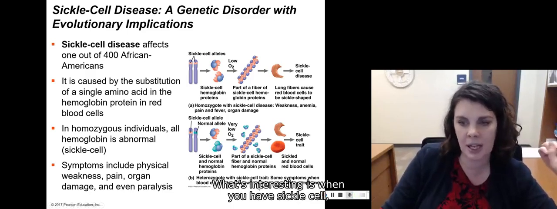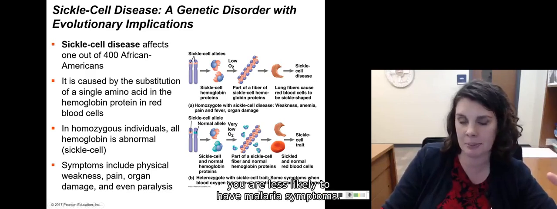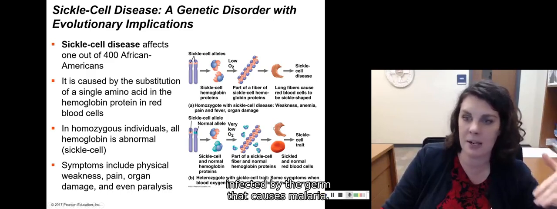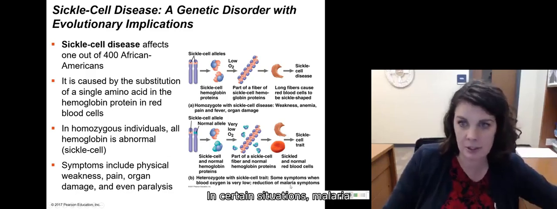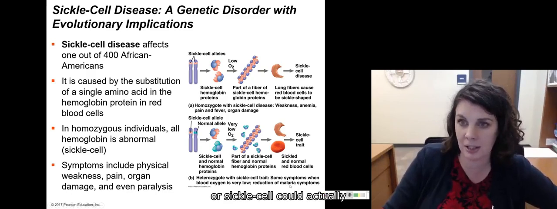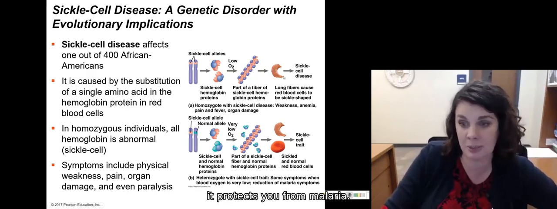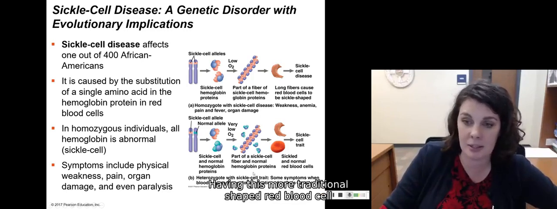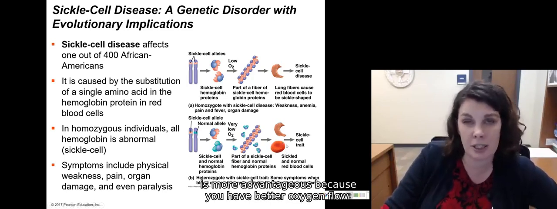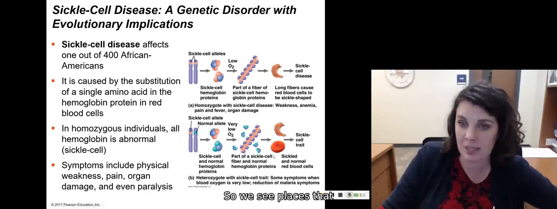What's interesting is when you have sickle cell, you're less likely to have malaria symptoms. These red blood cells can't be infected by the germ that causes malaria, and so you're protected against malaria. So in certain situations, sickle cell could actually be advantageous to you because it protects you from malaria. In some situations, having the more traditional shaped red blood cell is more advantageous because you have better oxygen flow.